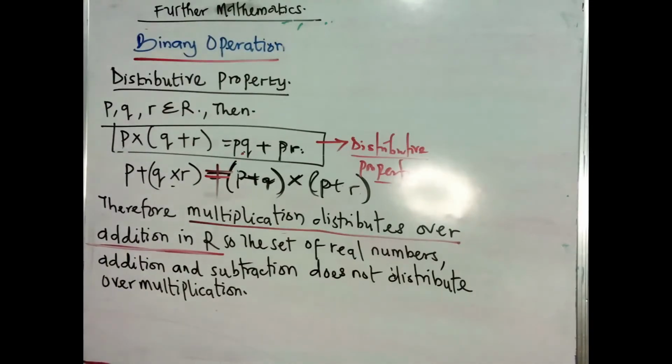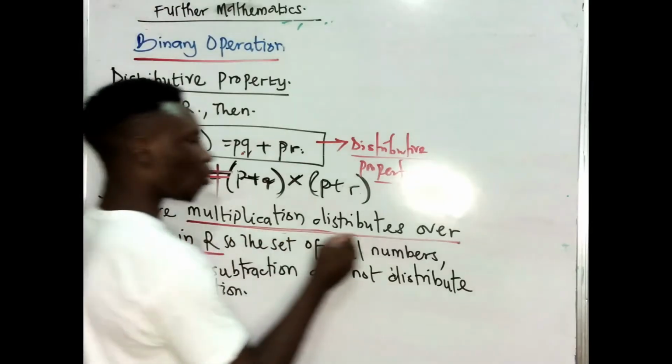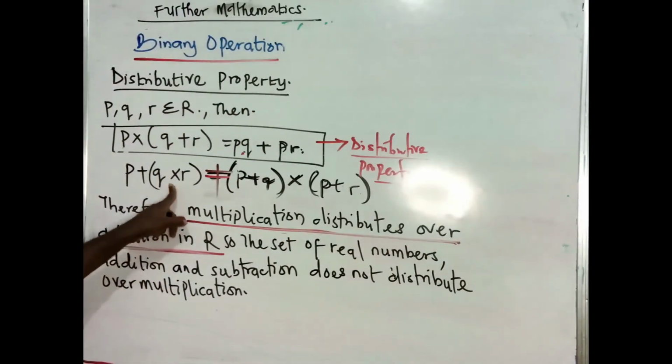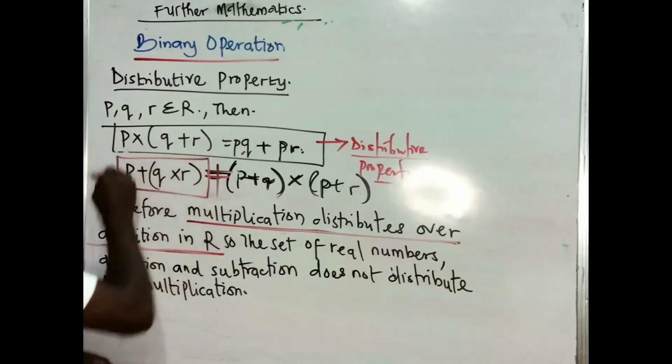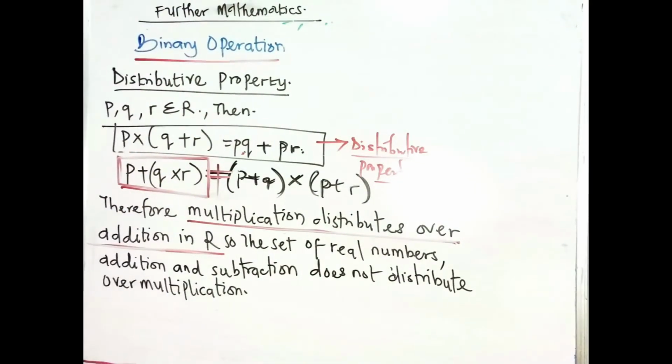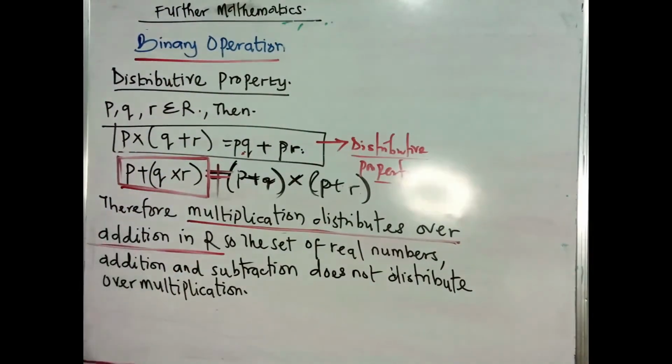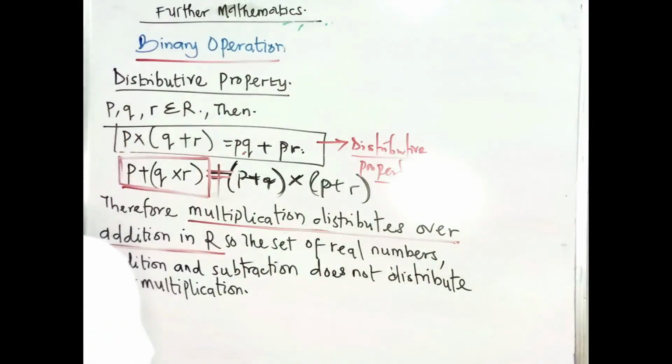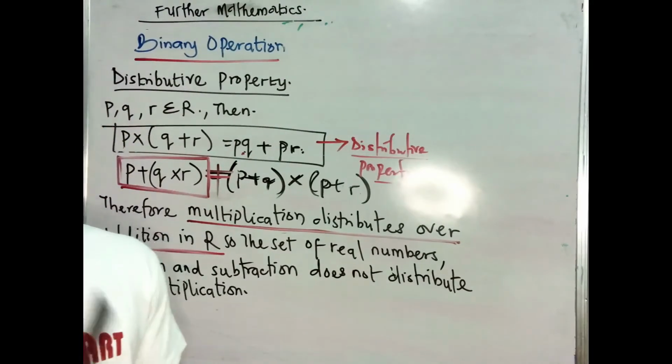So whenever you see the sign of multiplication and addition, you should note clearly that multiplication will distribute. Now look at this particular expression here. This is addition. Since this is addition, it doesn't distribute. But clearly this is multiplication. So multiplication distributes over addition in any set of three numbers. It's not just addition, it also distributes over subtraction.